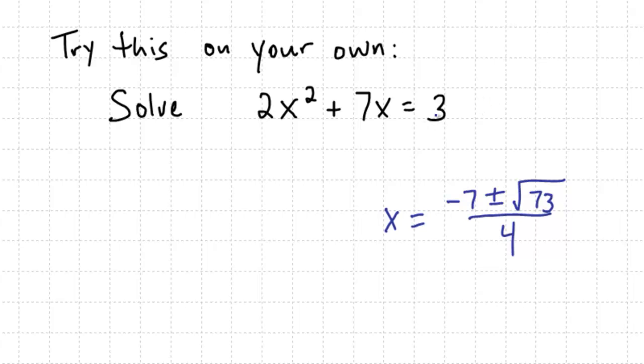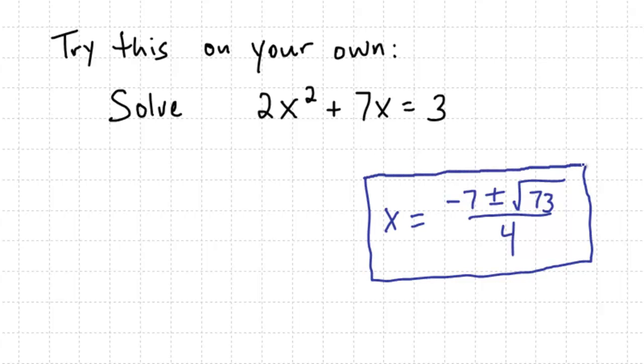This is not in standard form, so rewrite it in standard form. Plug into the quadratic formula and make sure you get x equals negative 7 plus or minus the square root of 73 over 4. Bring in your answers to the worksheet and bring in your work for this example, and we'll discuss it more in class tomorrow.